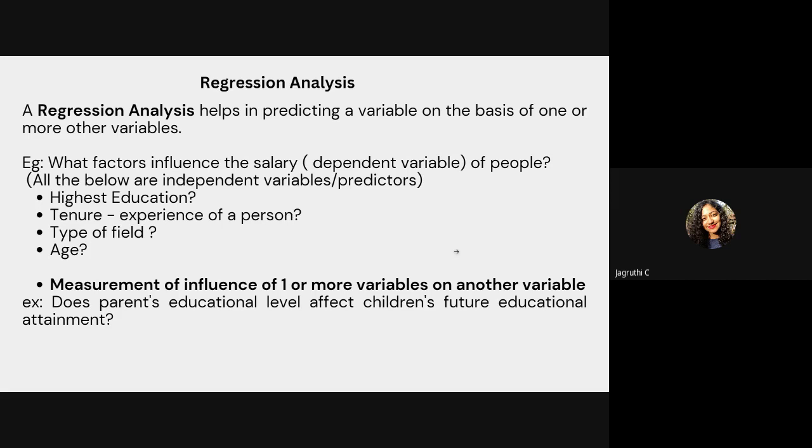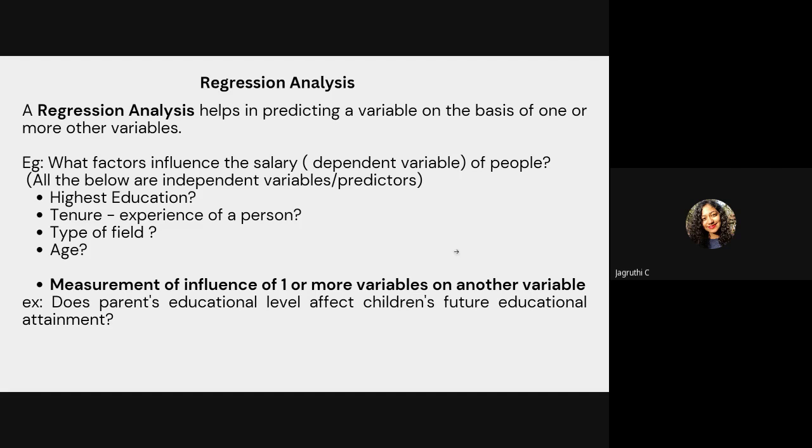Just to give you an example, the example that I've put up here. What do you think are the factors that actually influence the salary of people? There can be many things that define your salary. It can be your highest education, it can be your tenure. By tenure, I mean the experience of a person. What type of field is the person in, or what is his or her age? So all these factors that you see, your education, tenure, type of field, or your age, all these fall under your dependent variables.